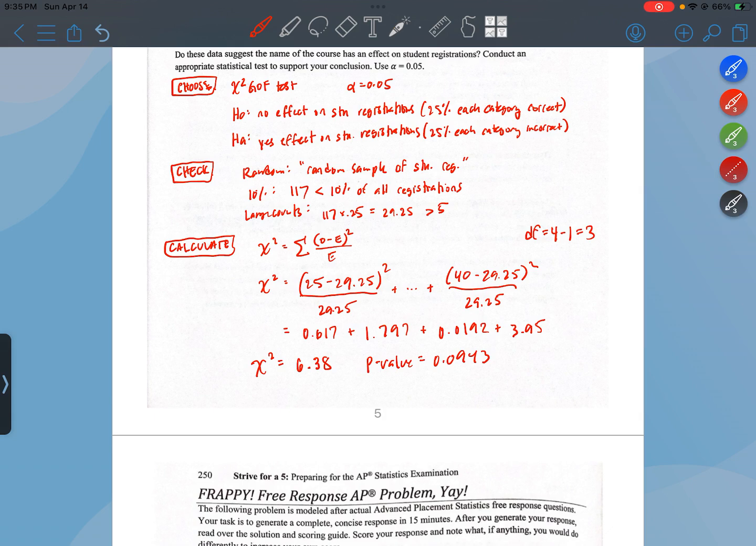Let's draw a picture as well. Squeeze it in over here. A chi-square distribution is right skewed. We already labeled the degrees of freedom. 6.38 is our test statistic, and the right tail represents our p-value, the probability of getting something more extreme. It's low, but it's not that low. It's not lower than our significance level. So now we can go ahead and write our conclusion.